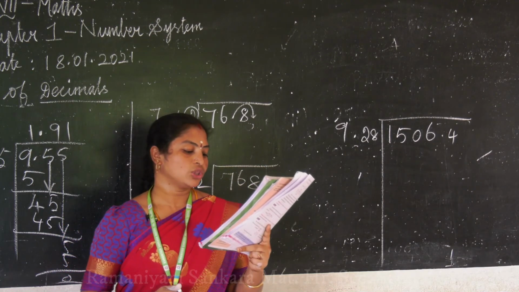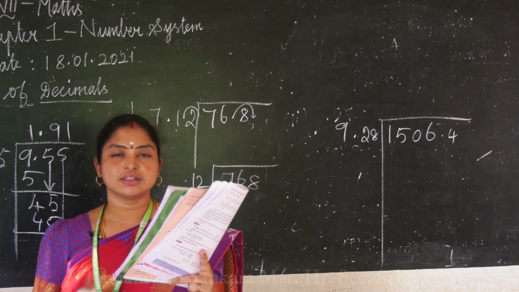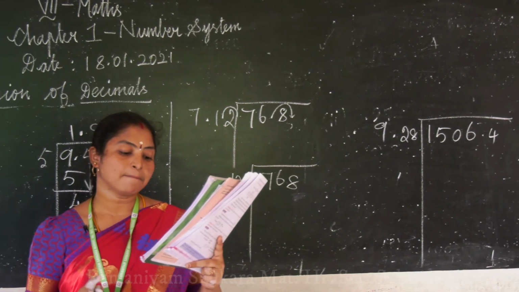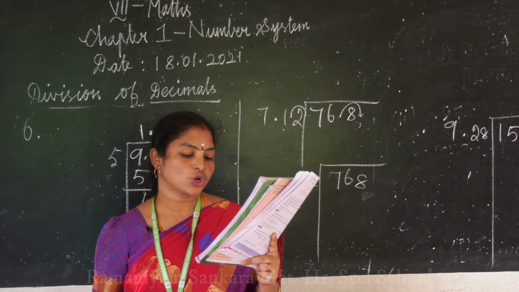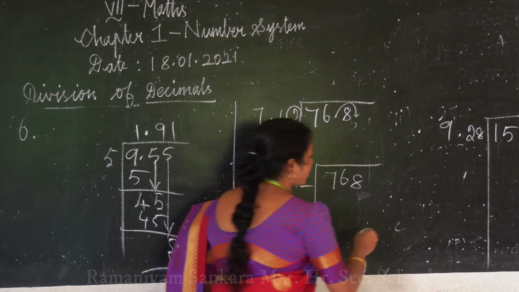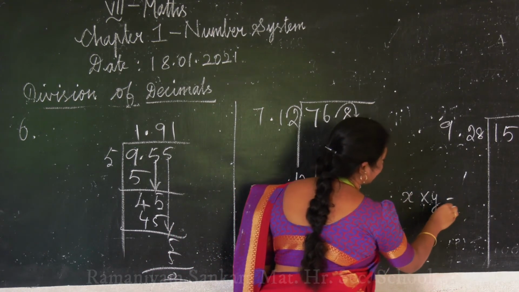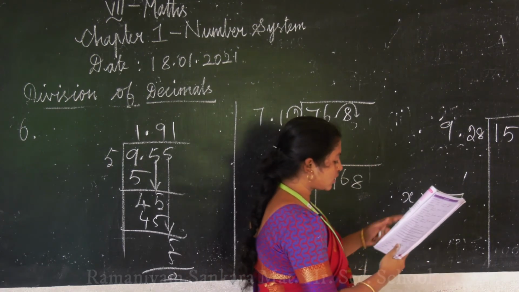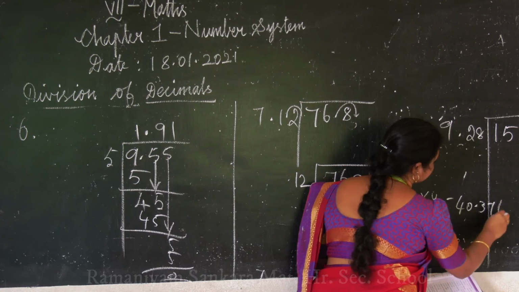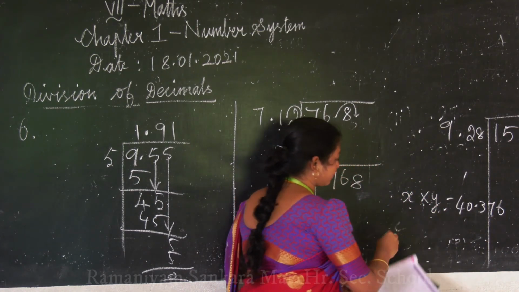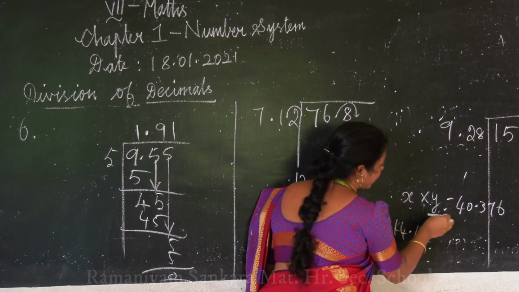Next, the 10th one. The product of two numbers is 40.376. One number is 14.42. This is also homework. There are two numbers, x and y, so x into y is equal to the product, 40.376. One number they have given, 14.42, so we need to find the other number.